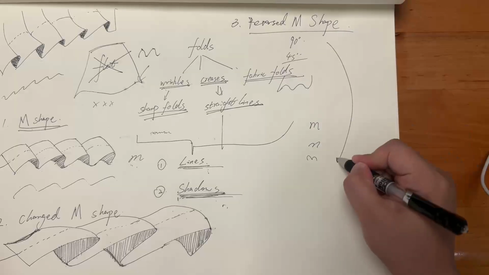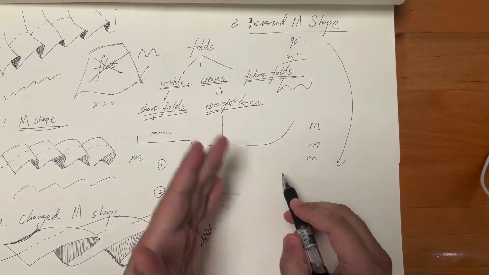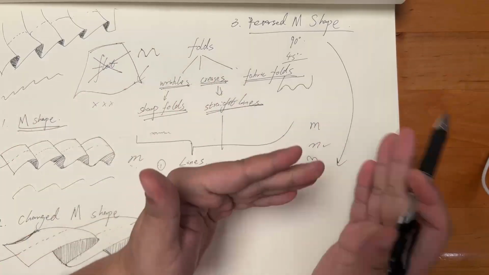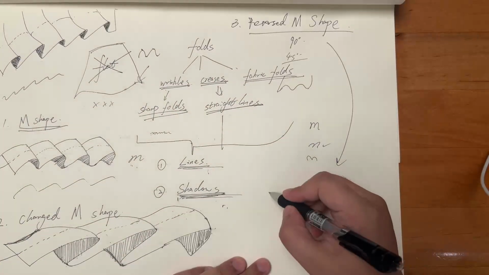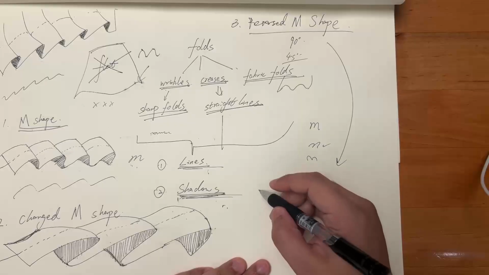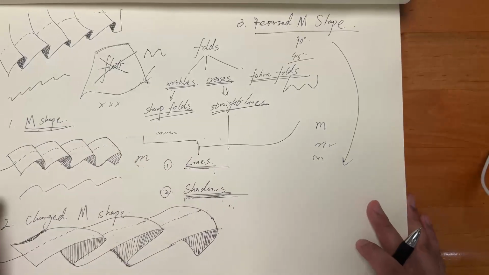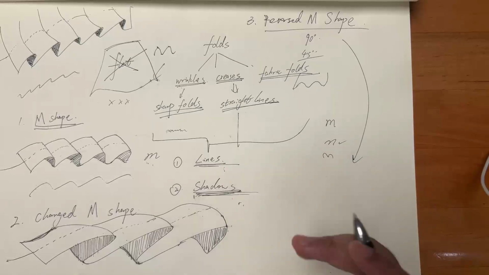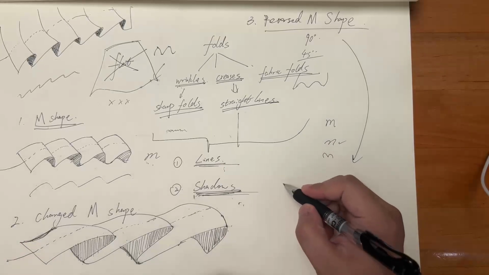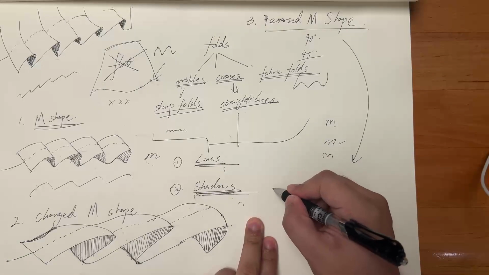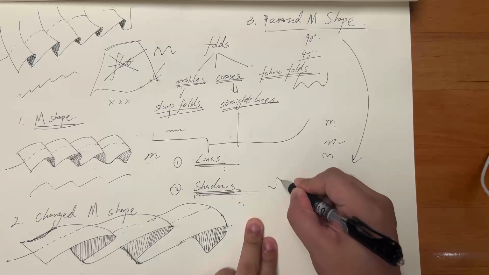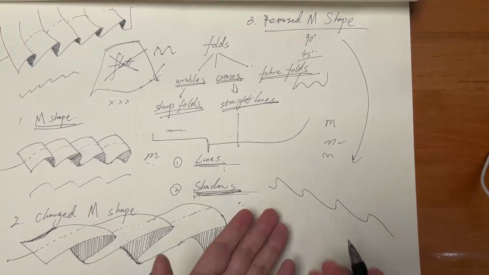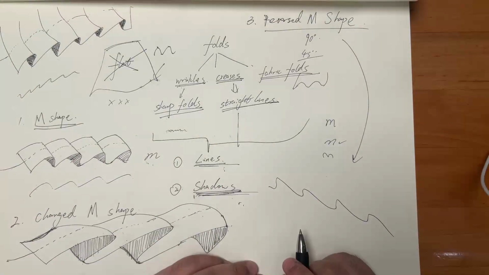So let's look here. Previously we had the M tilted to the right. Of course, we can tilt it to the left. So how to do that? If you draw this on a computer, you can just flip it. For drawing traditionally, you can do something like this. Basically, just go here, go up and down, up and down, up and down. So this is also a reversed M shape.